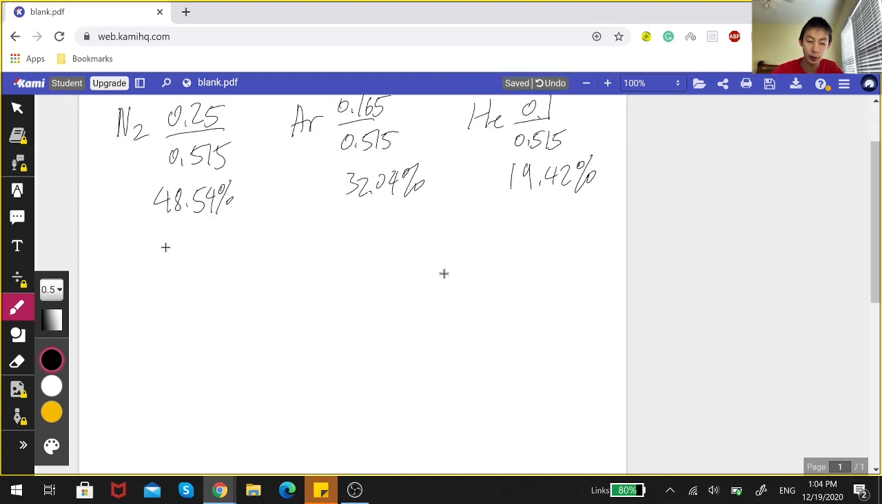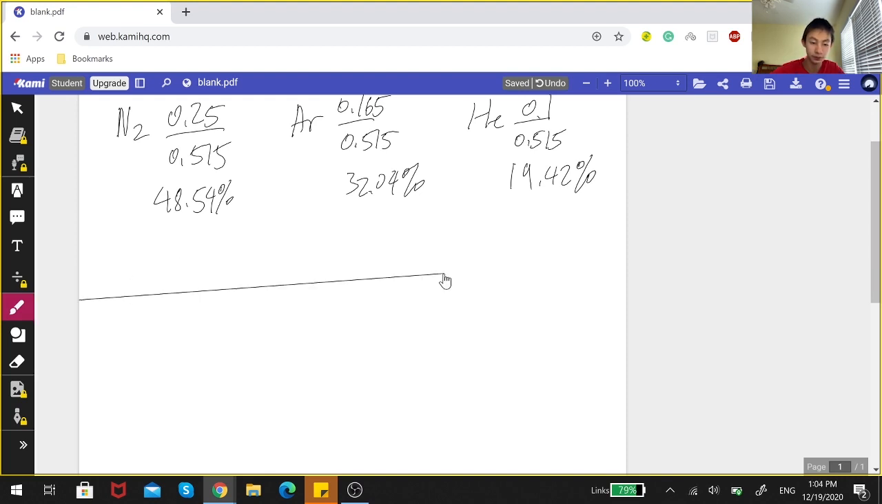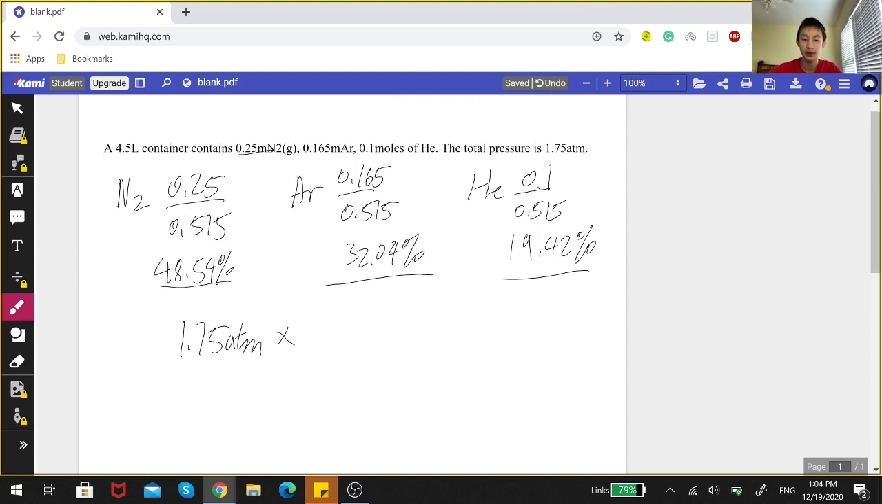Now find the partial pressure for each gas. Alright, great. So the partial pressure is the total pressure, which is 1.75 atmospheres, times all of these fractions to get the partial pressure, right? So we have 0.4854, 0.3204, and 0.1942. So what does this equal?